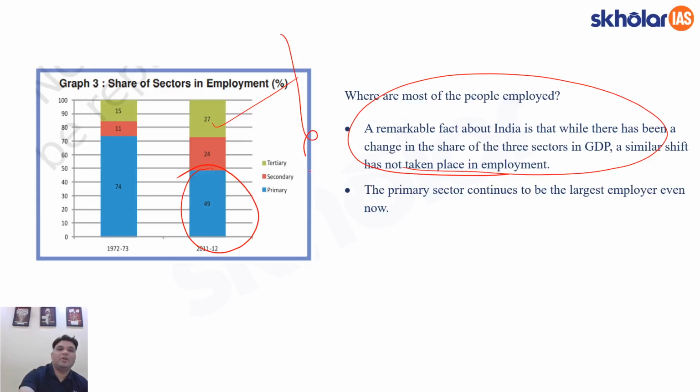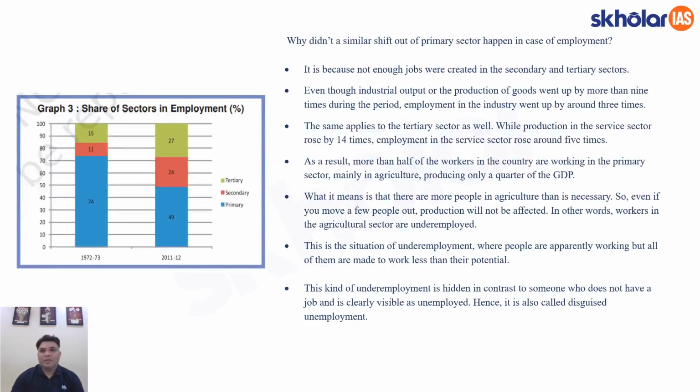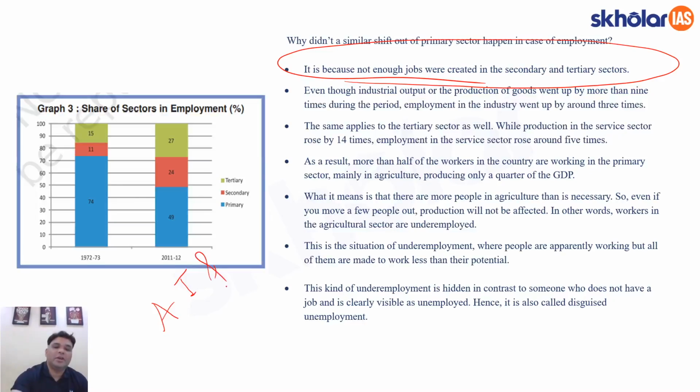So this particular infographic will help you realize how the share of sectors in employment may have changed, but a similar shift in the pattern of employment has not happened, right? It is because enough jobs were not created in the secondary and tertiary sectors. One, today you are talking about AI and machine learning in 2020, so most of the jobs are taken up by the machines, this is also a reason.